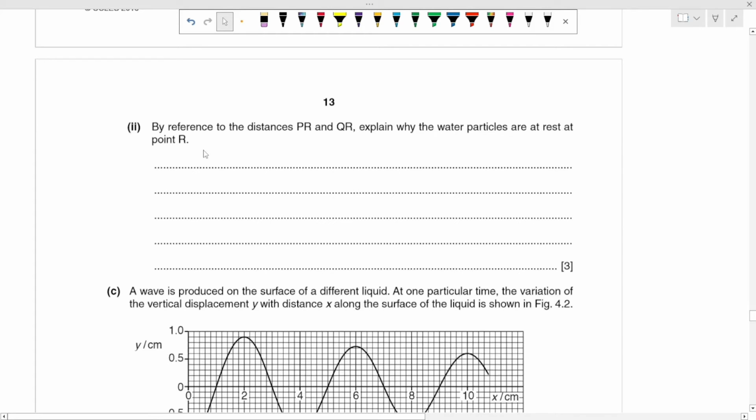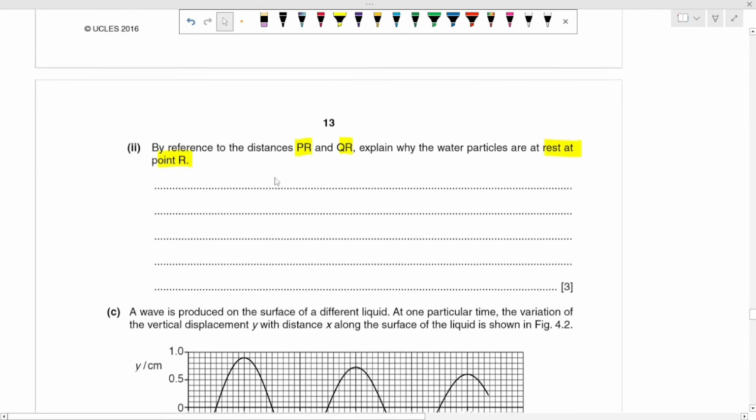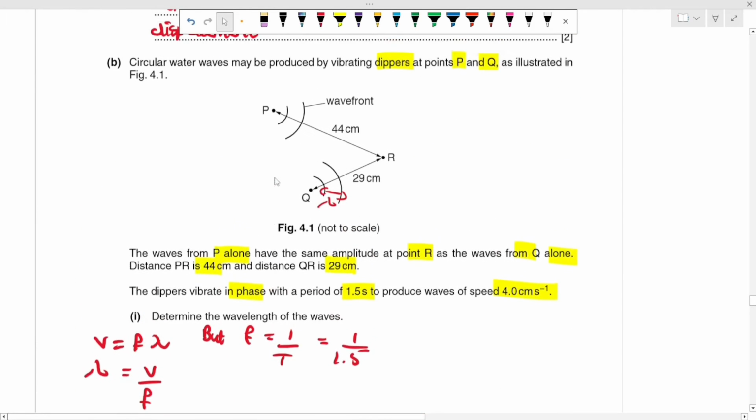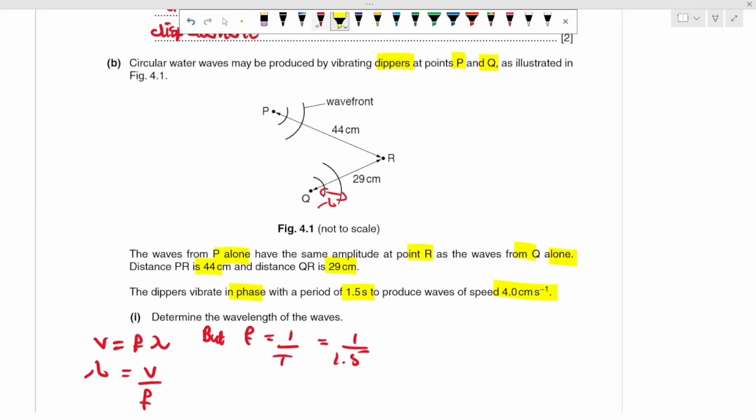By reference to the distance PR and QR, explain why the particles are at rest at point R. Okay, so it's an explanation question and you're getting 3 marks. So you need to be very, very elaborate on this, right? The distance PR is actually 44 centimeters. Are we in agreement? The distance QR is 29 centimeters. We need to find something that is known as the path difference.